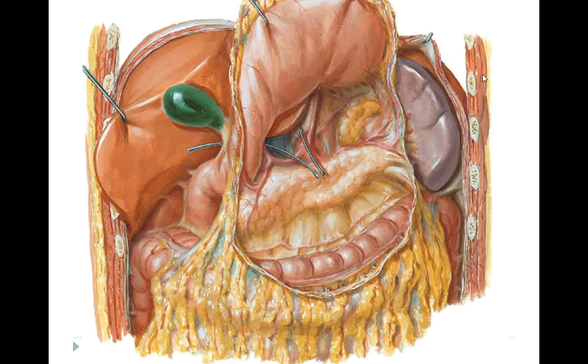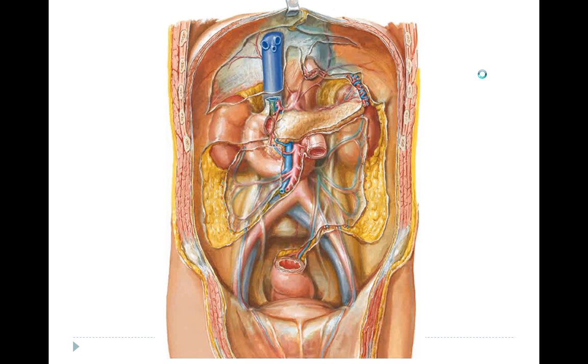The next is called the mesentery. It attaches along its intestinal border to the jejunum and ileum, and it attaches to the posterior abdominal wall by the root of the mesentery.